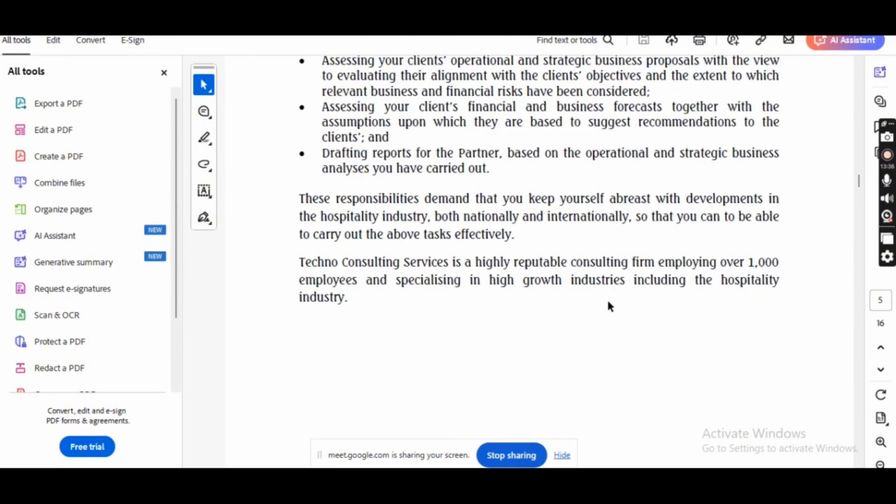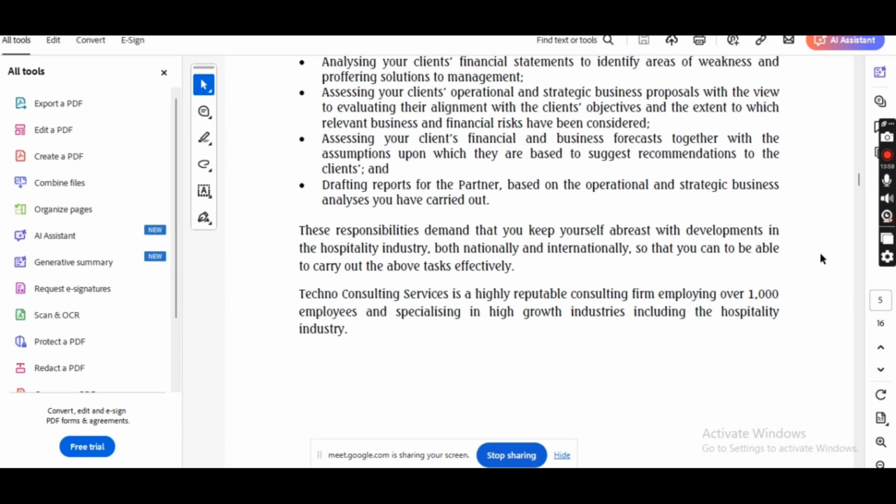Now, these responsibilities demand that you keep yourself apprised of developments in the hospitality industry, both nationally and internationally, so that you can carry out the above task effectively. Yes, of course, as a professional, you should know what is happening in the Nigerian economy today. You talk about the CBN recapitalization policy. You talk about the new tax law in the National Assembly, called the Economic Stabilization for 2024. You can see we have three taxes there in the National Assembly. So as a professional, you need to keep yourself updated on what is happening in the world and in your environment.